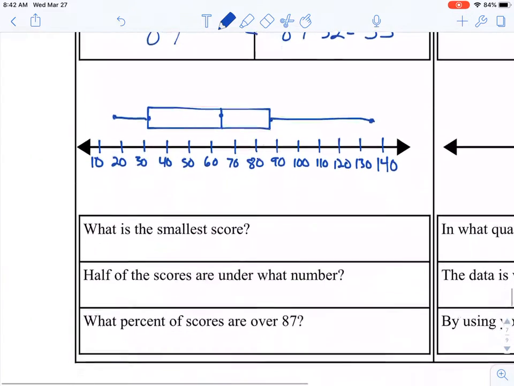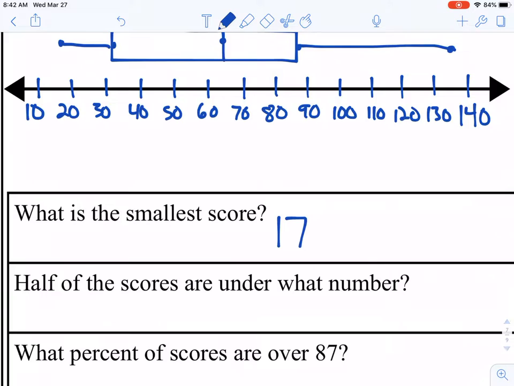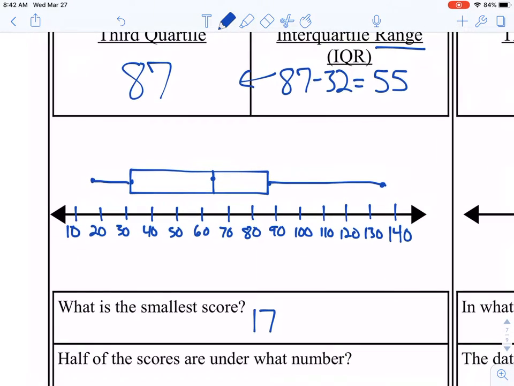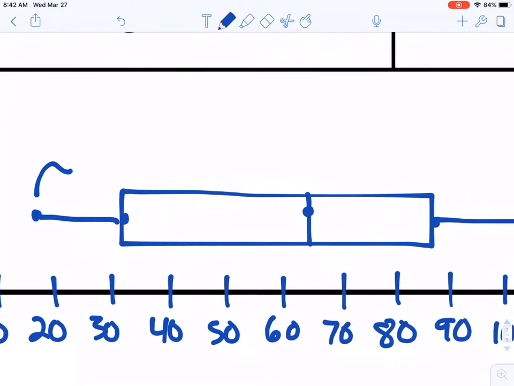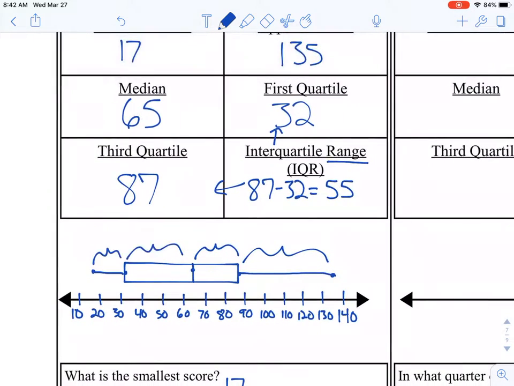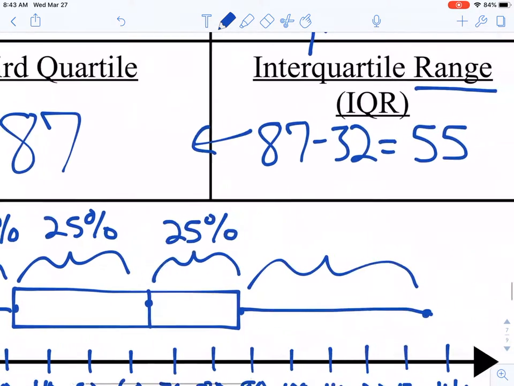All right, so now we're going to answer some questions based on our plot. It says, what's the smallest score? That would be the lower extreme, so that would be 17. Half of the scores are under what number? Now, we haven't talked about this yet, but you did say you've seen it before. These are called quartiles, and that's because there's 4 of them: 1, 2, 3, 4. And each of them has 25% of the data, just like quarters are 25 cents out of a dollar.